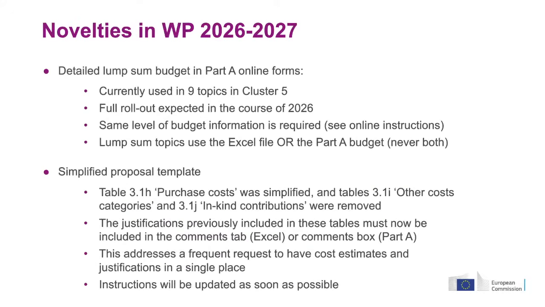Here we have another slide to show some of the novelties that come with the work program 26-27. And indeed, here we see it again. The one novelty is that we have now started using the lump sum budget in the Part A online forms for currently 9 topics. They're all in cluster 5. And over the year 26, we plan to bring this lump sum budget integrated in the online forms to all lump sum topics. The exact speed and modalities of that rollout remain to be defined.